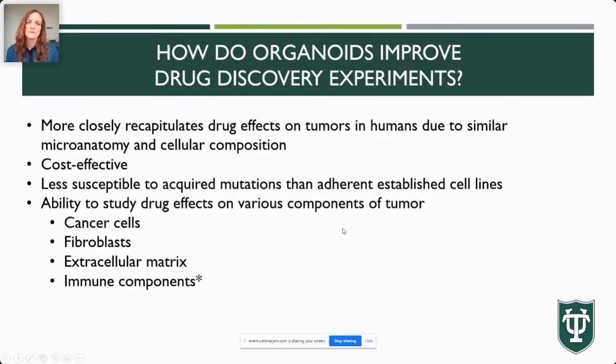I think I already mentioned a couple of these findings about how organoids can improve drug discovery experiments, but they're also cost effective. They require a smaller amount of tissue, and we're able to study drug effects on various components of the tumor, not just the cancer cells, but other stromal factors that contribute to tumor development. And furthermore, studying tumoroids or spheroids made from primary cells, these cells are less susceptible to the acquired mutations that established cell lines have after being plated on plastic for many years.